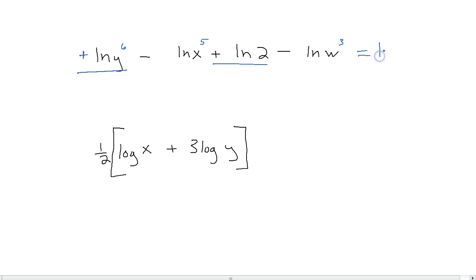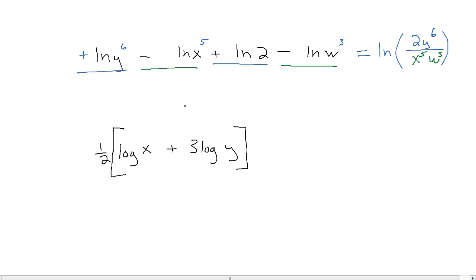So when I write my single expression, I have ln, and then in parentheses, I'm going to make a fraction, because anything that is positive came from a product in the numerator. So that means I've got a y to the 6th, and I've got a 2. So instead of writing y to the 6th times 2, I think I'll just write 2 y to the 6th. And then I go look at all of the terms that were being subtracted, because terms that are being subtracted came from the quotient. So my x to the 5th, w to the 3rd would go in the denominator.